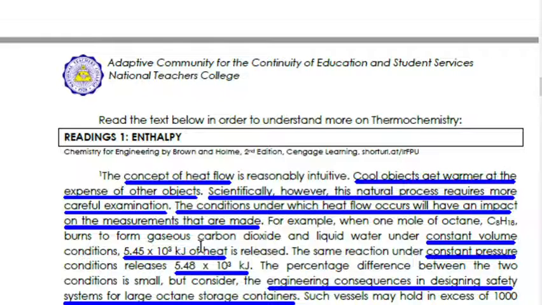If you observe, there is a small percentage difference. But in the engineering consequence in designing safety systems for large octane storage containers, it may incur a safety issue because when thousands of moles of octane burn, the difference of total energy released may be of importance for safety.